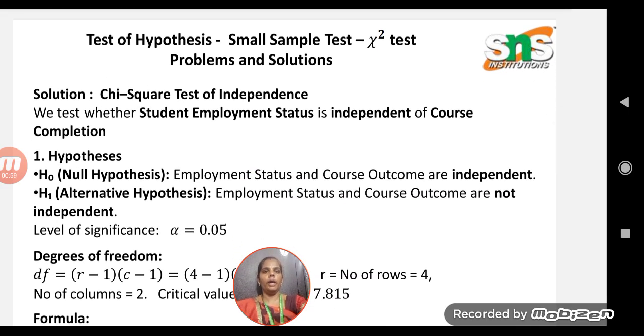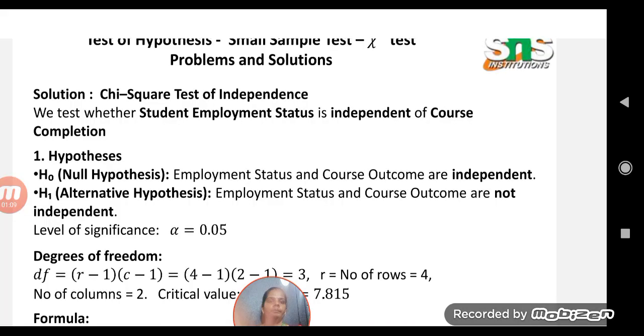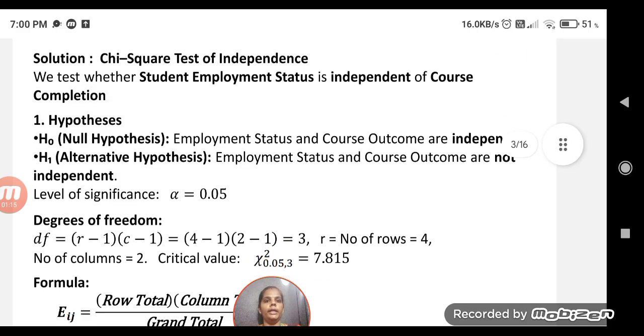There are two types of hypothesis: the null hypothesis and the alternate hypothesis. The null hypothesis H0 is that employment status and the course outcome are independent. H1, the alternate hypothesis, is that employment status and the course outcome are not independent.